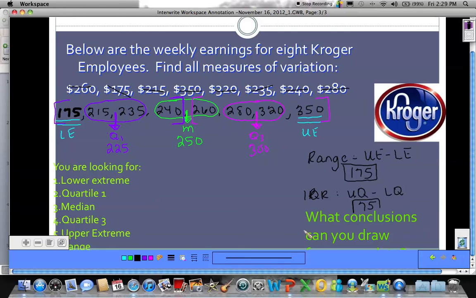Now, it asks, what conclusions can you draw from your data? Well, I can conclude that for the Kroger employees, the highest number that they make is $350. The lowest that they make in a week is $175. The median, which is the middle number, the average that the employers make is $250, or the middle number, sorry, not the average. So this is some things that I can conclude from my data.